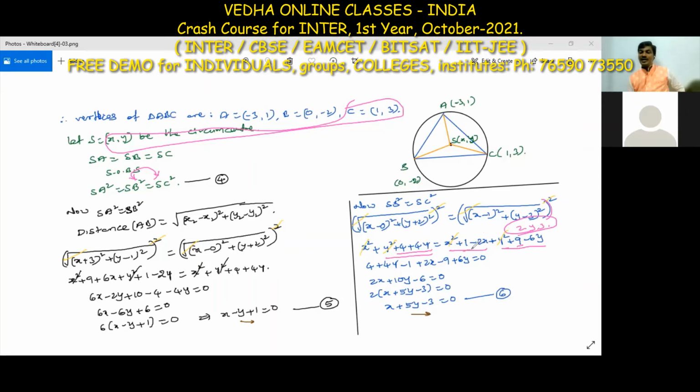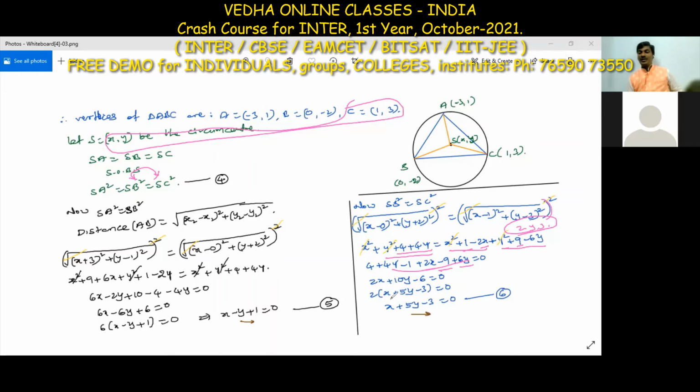So plus 1 becomes minus 1, plus minus 2x becomes plus 2x, and plus 9 becomes minus 9, and minus 6y we write as plus 6y. Write them in order. Here 2x, and the y terms: 4y and 6y, that is 10y. And 4 minus 1 is 3, 3 minus 6 is minus 3, minus 3 minus 9 is minus 6.